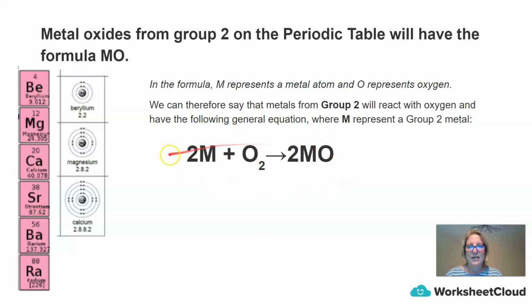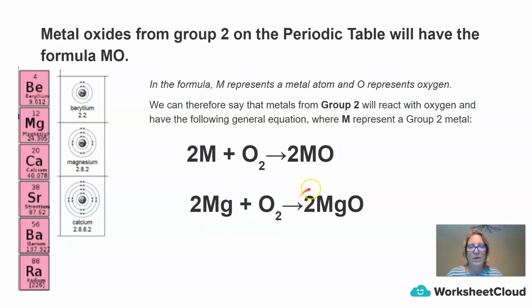And here we have a balanced equation. So 2 molecules of metal plus oxygen, which in its elemental form is diatomic, therefore it's O₂, reacts and produces 2 molecules of the metal oxide. So if we use magnesium as an example, 2 molecules of magnesium plus 1 molecule of diatomic oxygen will make 2 molecules of magnesium oxide.